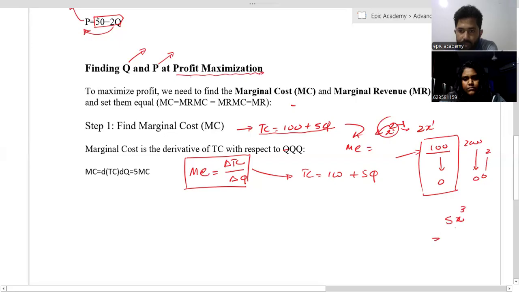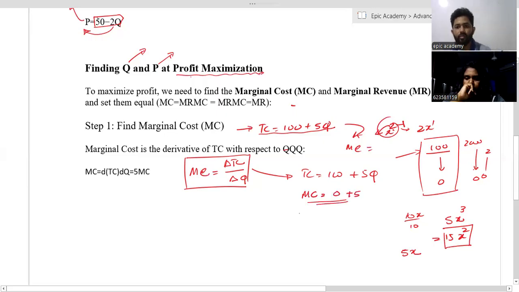For 5x cubed, the derivative is to take the value 3 into the constant, so it becomes this value and this one. Okay. So what happens to 5x? There's no power. Then you only get 5. Only 5. As an example, 10x becomes 10. So the derivative of this equation is 0 plus 5. That means MC equals 5.